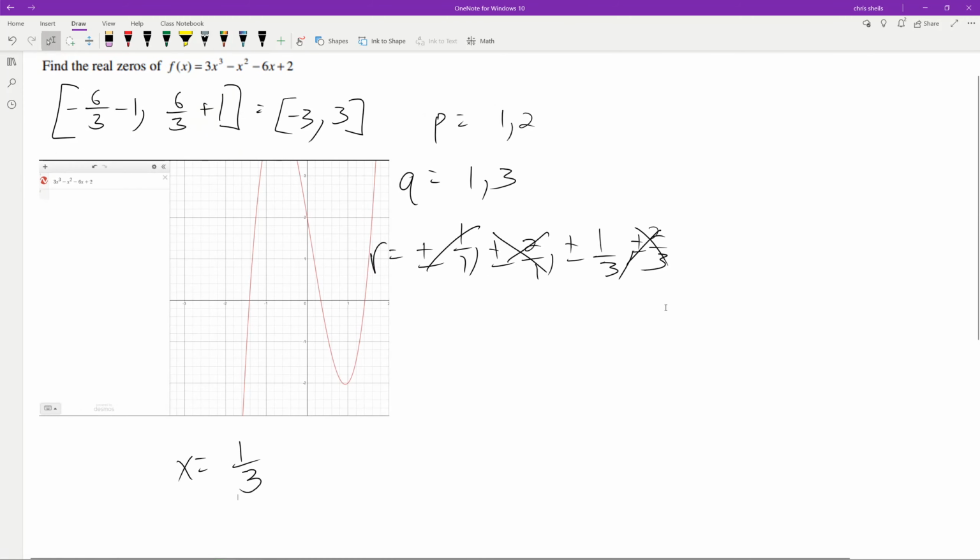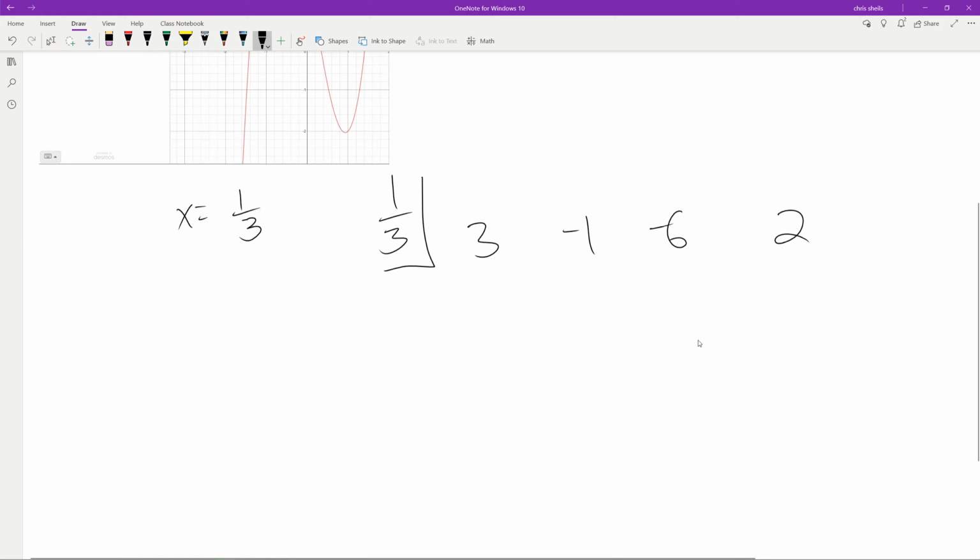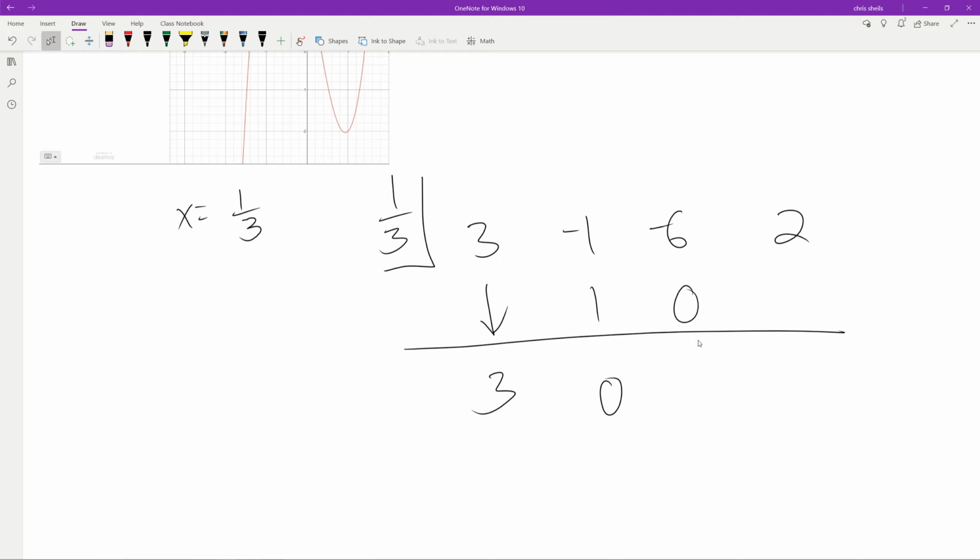Let's see. We have 3x cubed, so 1/3 goes in the box. My coefficients here are 3, negative 1, negative 6, and 2. The 3 comes straight down. 3 times 1/3 is 1. Negative 1 plus 1 is 0. 0 times 1/3 is 0. Negative 6 plus 0 is negative 6. Times 1/3 is negative 2. Negative 2 plus 2 is 0. So it looks like x equals 1/3 is a 0.